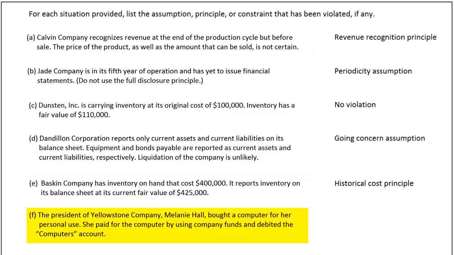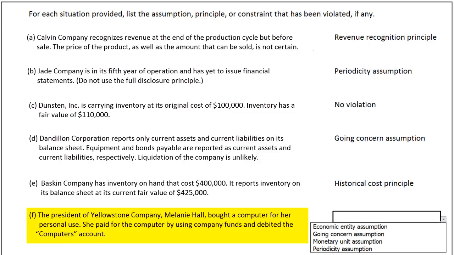The president of Yellowstone Company, Melanie Hall, bought a computer for her personal use. She paid for the computer by using company funds and debited the computer's account. The economic entity assumption states that each entity can be separately identified and accounted for. This means a company must keep its activities separate and distinct from its owners and any other business unit. Thus, this is a violation of the economic entity assumption.